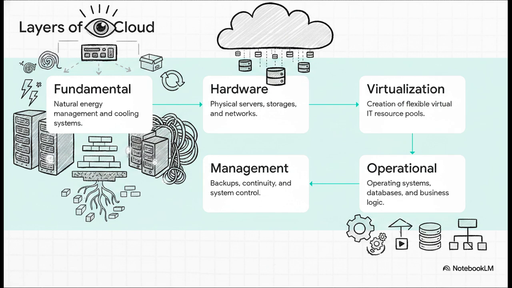Next up is the virtualization layer, which magically takes those physical machines and chops them up into flexible virtual resource pools. Right above that is the operational layer. This is where your operating systems, your databases, and your actual business logic live and breathe. And finally, capping the whole thing off, is the management layer, which carefully oversees backups, archiving, and the continuous control of everything operating below it.